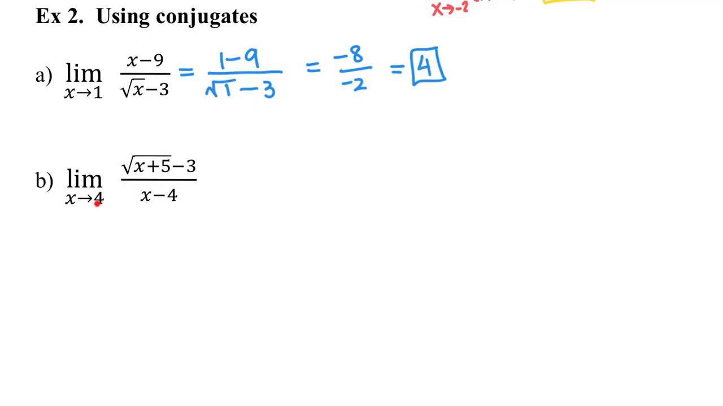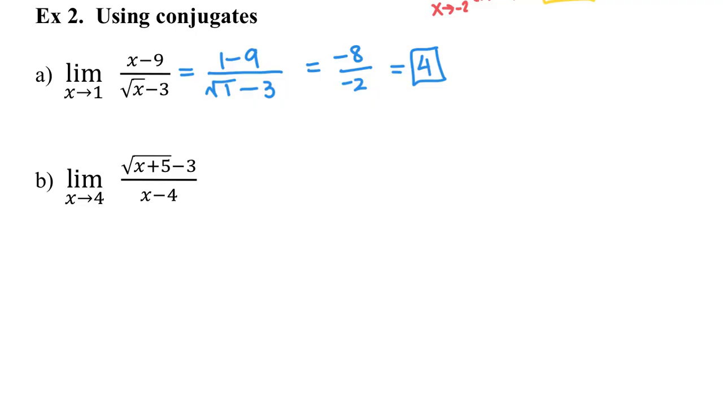Okay, let's try this one. If I plug in 4, 4 plus 5 is 9, the square root of 9 is 3, 3 minus 3 is 0. Okay, numerator 0. If I plug in 4 in the denominator, 4 minus 4 is 0. 0 over 0 is indeterminate. So in this case, I am going to need to do something to make this better. I am going to multiply by the conjugate.